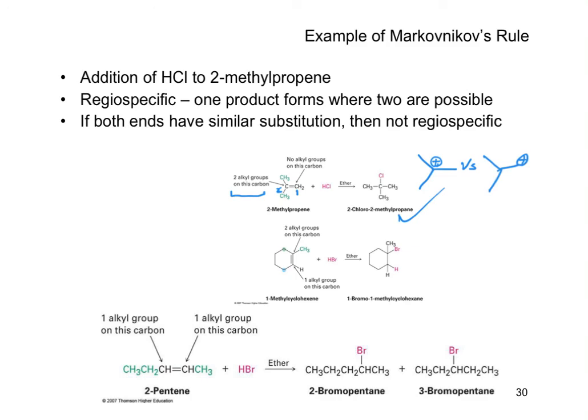Now, the last reaction that we have, in that case, we have alkyl groups on both ends. So it's very similar. That means you are going to end up with a mixture of products. So that is not going to be regiospecific. You would say that that is a regioselective reaction.